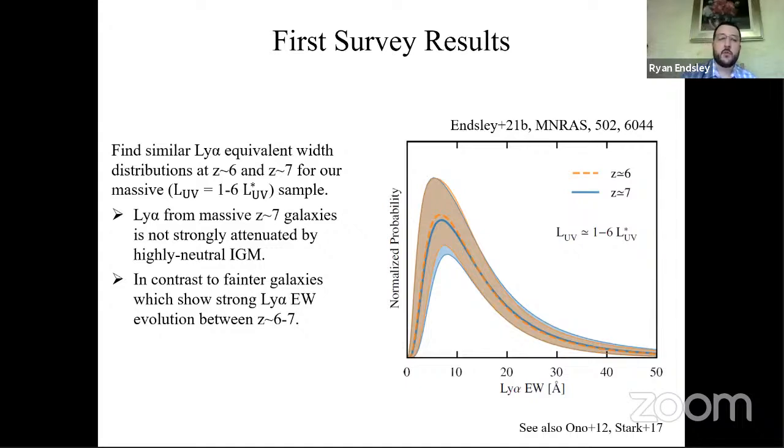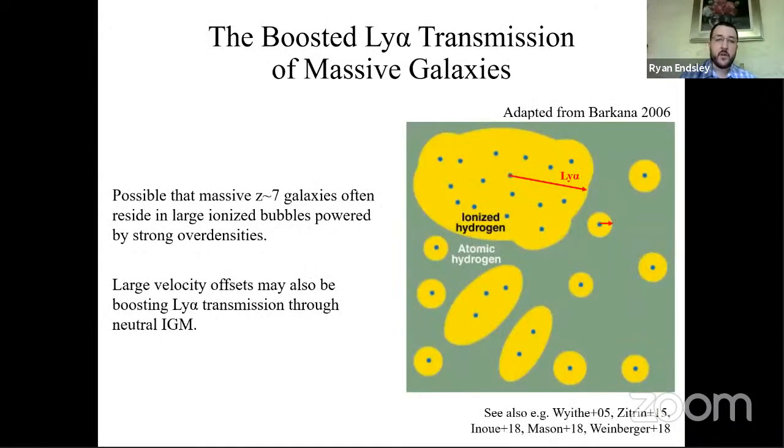So the question becomes, what's going on here? Why do we see this evolution in fainter systems and not so much in the massive galaxies? Well, one possible explanation is that this is giving us some insight into the structure of reionization. Perhaps what we're seeing is the effect of massive galaxies commonly sitting in large ionized bubbles powered by strong overdensities. These bubbles allow Lyman-alpha photons to cosmologically redshift before encountering the neutral hydrogen, increasing their transmission through the IGM.